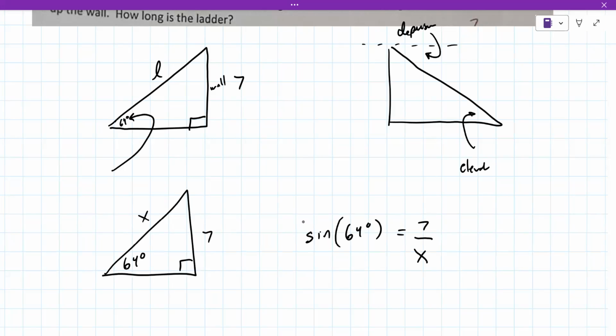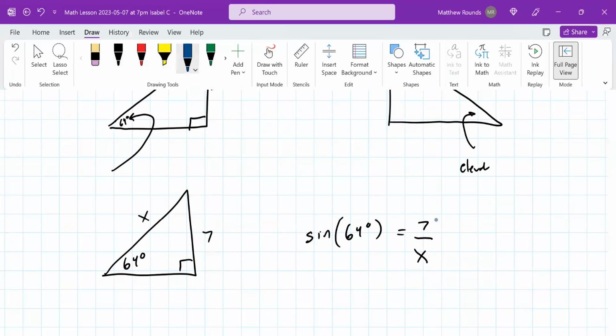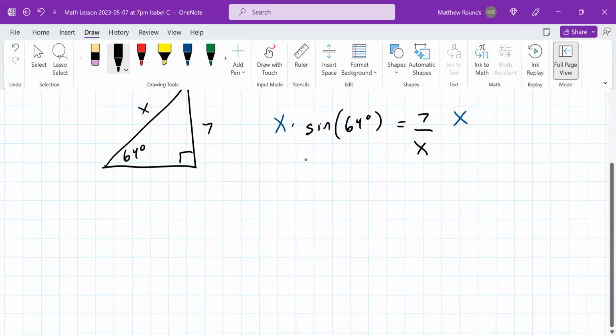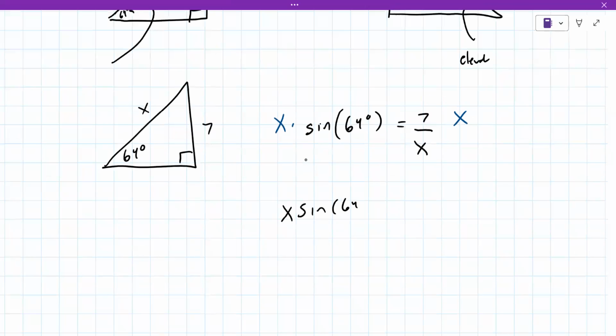Now, solving for this variable is sometimes frustrating for students. It depends on how you want to get the variable out of the bottom. How do you see this? Do you see this as, I'm going to multiply both sides by X? Yes, that's what I did. Okay, and that is probably the best choice here. So multiply by X, multiply by X. That clears it on the right. X sine 64 equals 7. X equals 7 divided by the sine of 64.